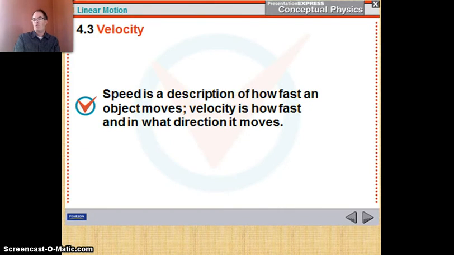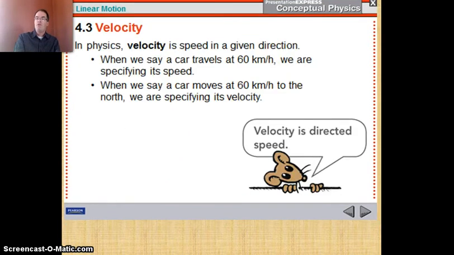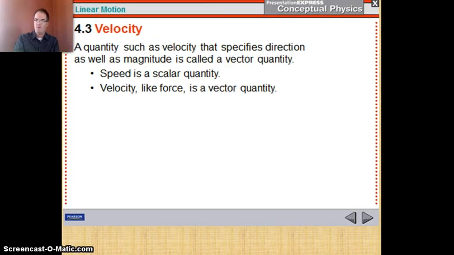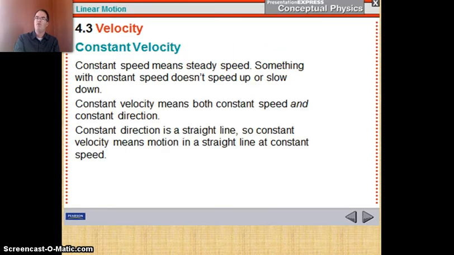I want to distinguish speed from velocity. Alright? Whereas speed is a description of how fast an object moves, velocity is how fast and in what direction it moves. So velocity and speed are very similar. Velocity gives us a little more information though. Velocity specifies a direction. Speed is a scalar quantity. It doesn't take into consideration direction. But velocity would be a vector because it takes into account direction.